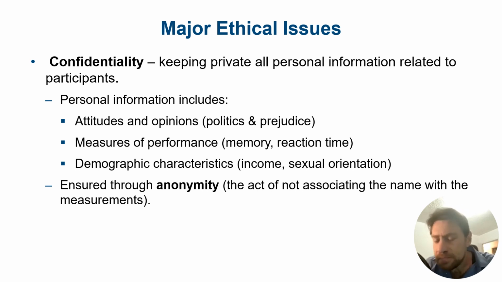Measures of performance. If your experiment involves reaction time or accuracy or memory or attention, you can't disclose how well people did on those measures. And of course, demographic characteristics. People's income, people's sexual orientation. Of course, you shouldn't out people. All of that has to remain private as well. So confidentiality is often ensured through anonymity, which is the act of not associating the name of the person with the specific measurement or data point that is being collected.